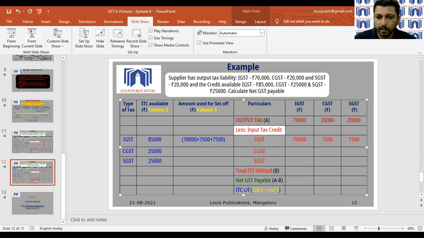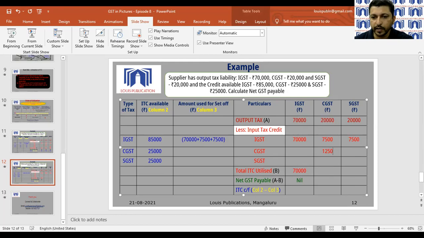Total ITC utilized is 70,000, so I can record this as 70,000, and A minus B, this is A and this is B, so A minus B is nil. A minus B is nil. Let's come here now. Out of 20,000 worth of CGST liability, 7,500 liability has already been settled. So how much more is needed?